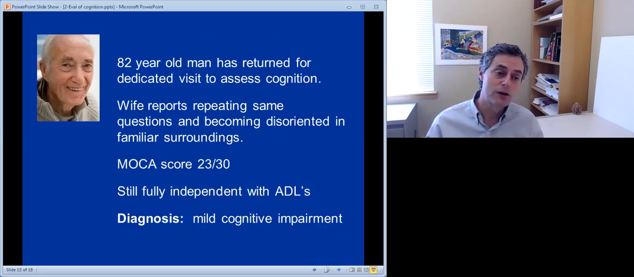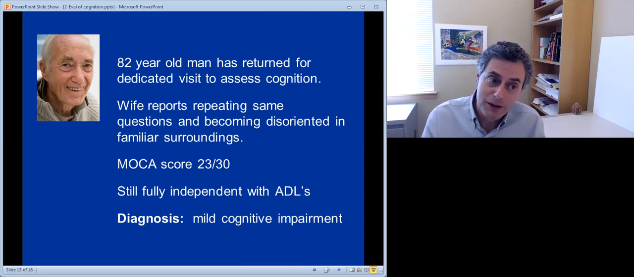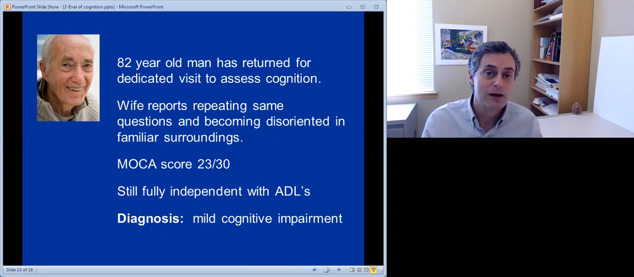So back to our patient, he scored 23 out of 30 on his MoCA, but he is still fully independent in his activities of daily living. His wife does report that he is repeating the same question over and over again, and that there have been at least 2 times when he became disoriented in what should have been a familiar surrounding to him. And so the appropriate diagnosis for him would be mild cognitive impairment.